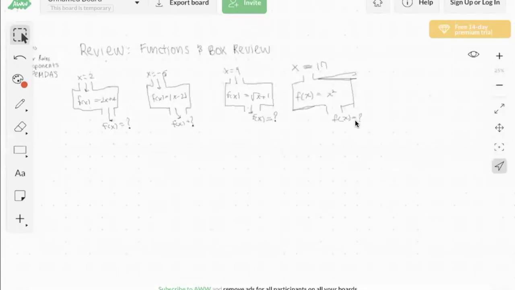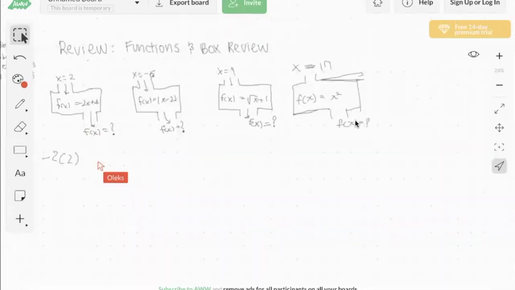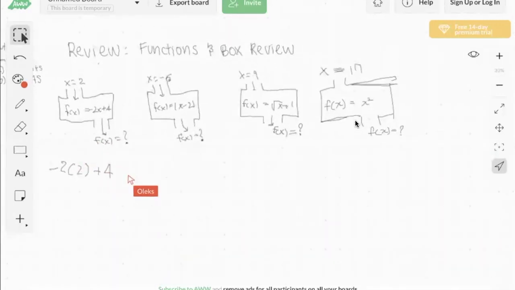So using this information, we can map out what these functions do and get an output number from a certain input. Let's look at this function right here. f of x is equal to negative 2x plus 4. Let's see what this function equals when x equals 2. So x equals 2 is fed into the function. When we solve it, we get negative 2 times 2, which is our x. So we replace x with 2, and then plus 4. And this will be 0.